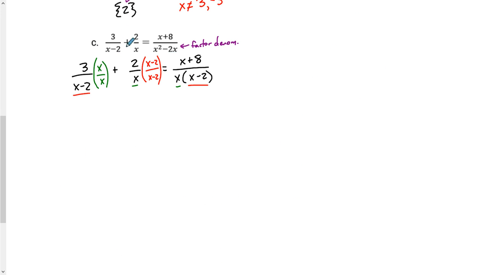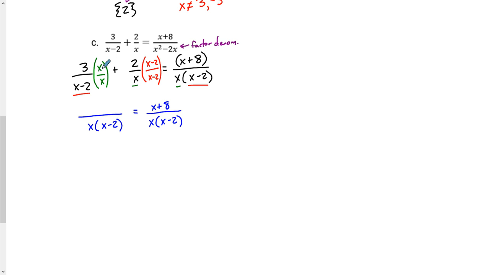In this one, there is nothing that we can cancel off. We can't cancel off anything here because this is x plus 8, this is x, and this is x subtract 2. So let's look at our denominator. We have an x and an x subtract 2. Both denominators are an x and an x subtract 2. This one is an x add 8.